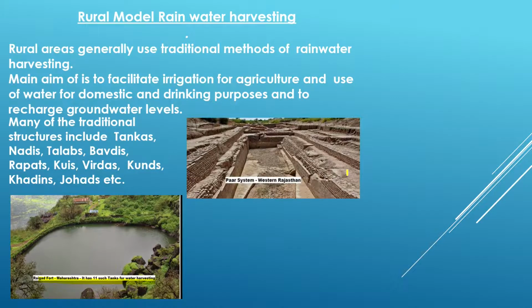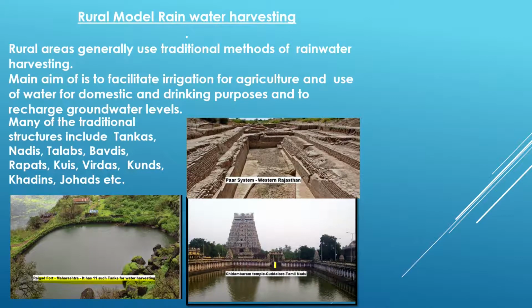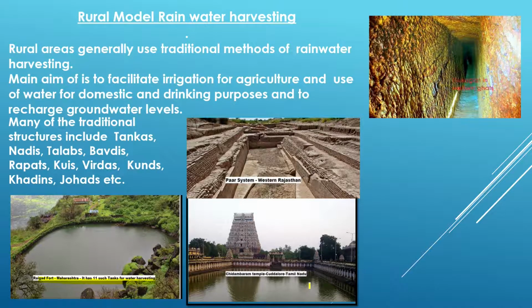Part system in western Rajasthan, or the temple pond in Kuddalur, Tamil Nadu, or Surangan in Western Ghats. These are actually surangs, that is, caves formed below the ground through the hard rocks, and there the water gets percolated from impervious rocks, and also from the surface runoff, which gets collected in the area below the ground, and that is used in the dry season.